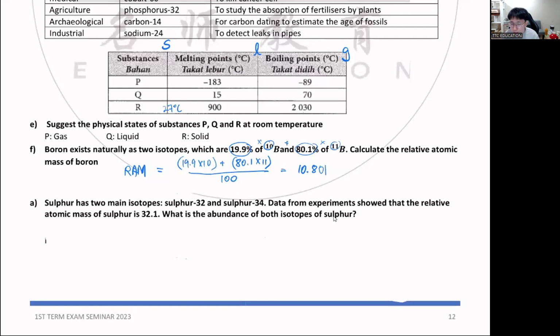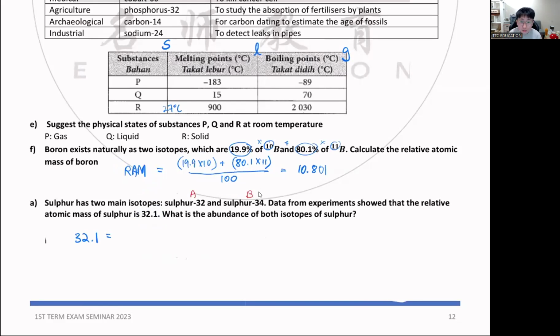For this one, you have to do slightly more calculation, but you can use the same formula. What's the formula? Relative atomic mass equals percentage multiplied by mass, divided by 100. But now you're already given the relative atomic mass. So 32.1, which is the relative atomic mass, equals percentage multiplied by mass. But do you have the percentage of both of them? You don't. So what if I set unknowns first? The percentage for sulfur-32 is A, and for sulfur-34 is B.